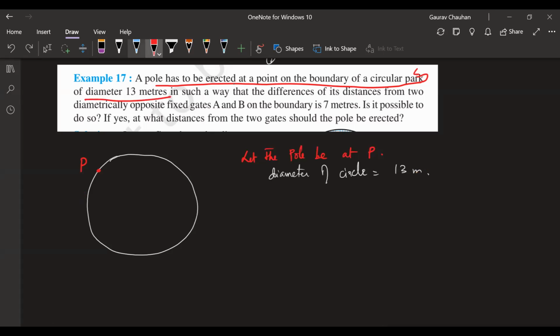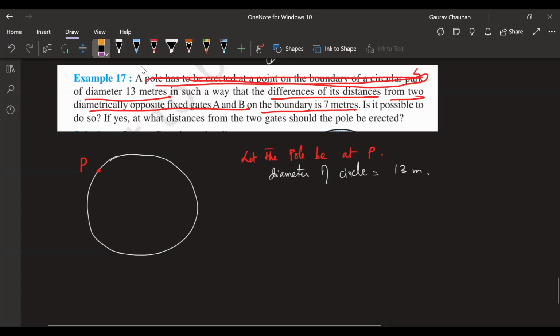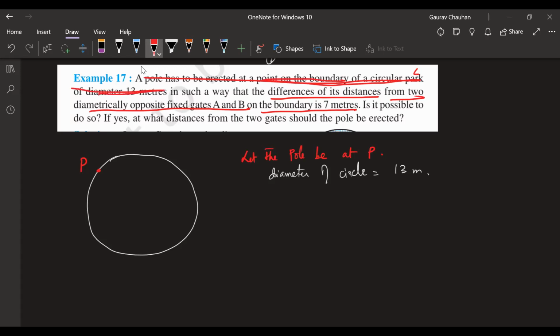In such a way that the differences of its distances from two diametrically opposite fixed gates A and B on the boundary is 7 meters. Oh my God, so much language. But my mind is saying, okay, calm down. I already understood this much. I already took care of this piece of information. Whatever I took care of, I'm going to cut it off.